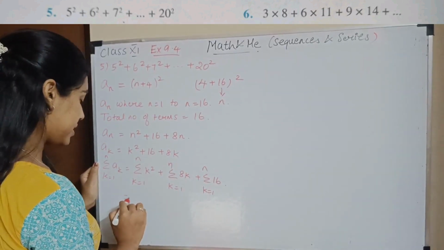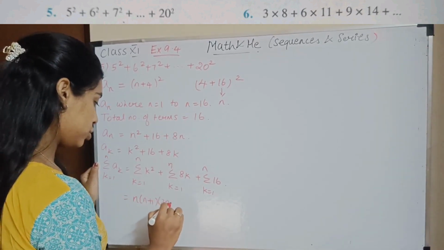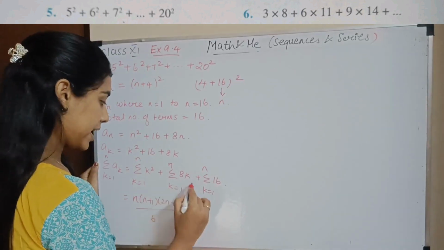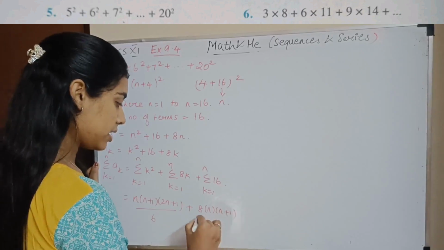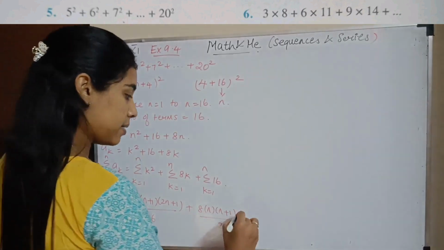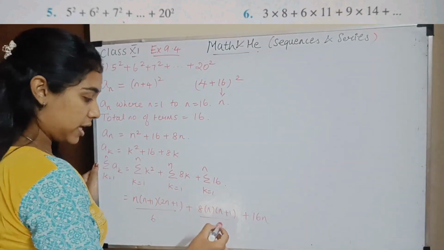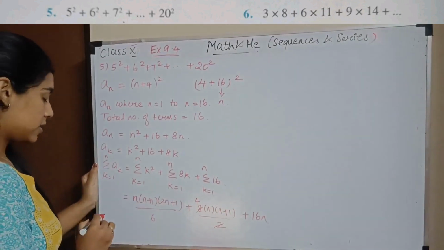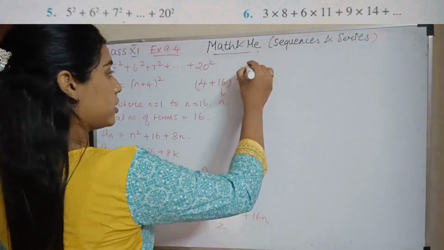So what do I have? It is n into n plus 1 into 2n plus 1 divided by 6 plus 8 times n into n plus 1 divided by 2 plus 16 times n. Okay, I can cancel this 2 and 4. Now what is my value of n? This is my Sn. What is my value of n?